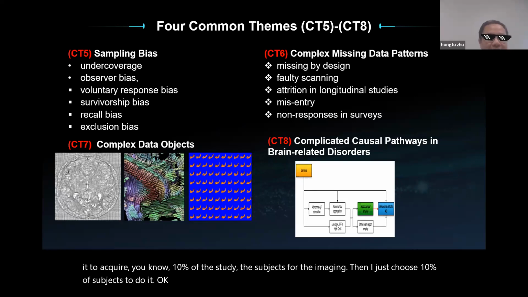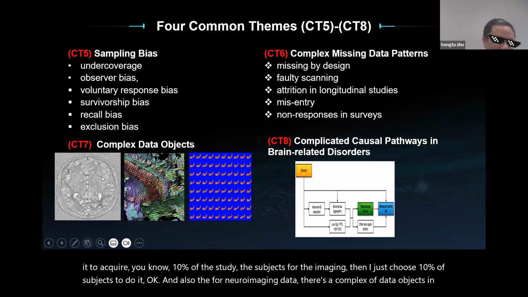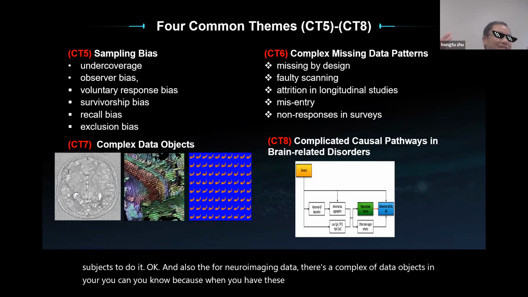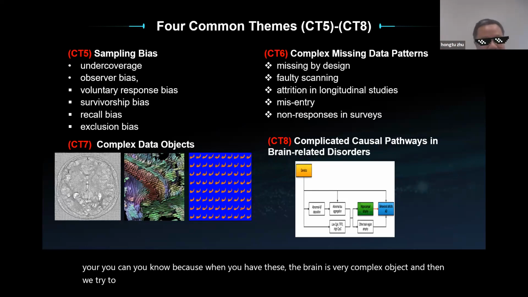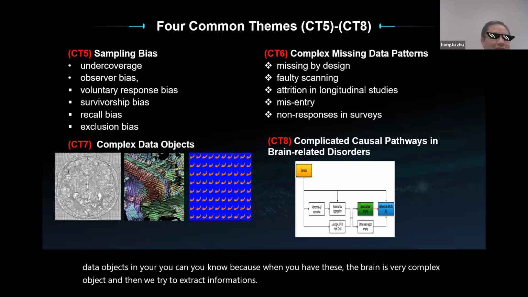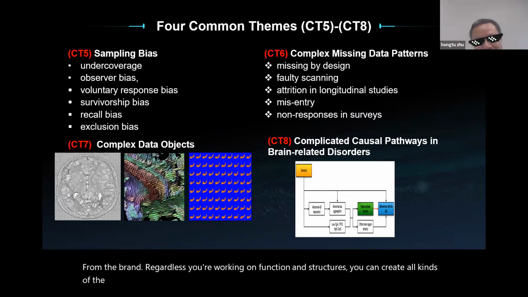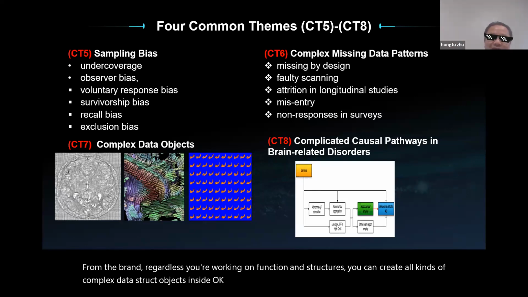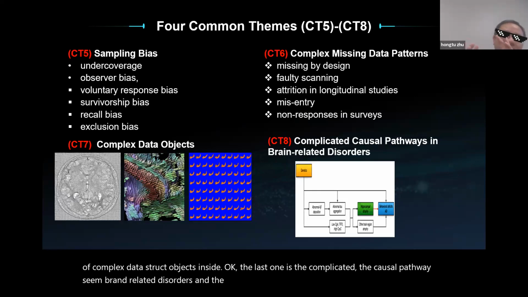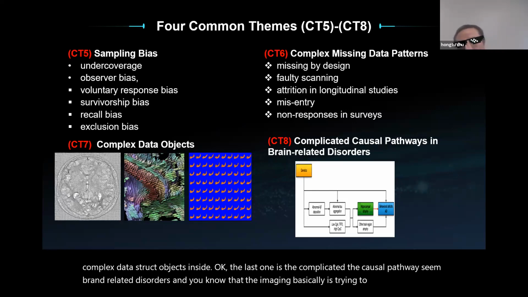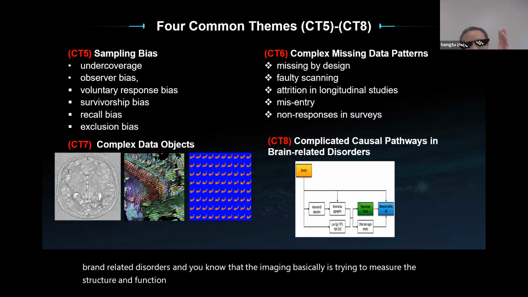Okay. And also for neuroimaging, there are complex data objects. The brain is a very complex object. When we try to extract information from the brain, regardless of whether you're working on function or structure, you can create all kinds of complex data objects. The last one is the complicated causal pathways in brain-related disorders. Imaging is basically trying to measure the structure and the function of a particular organ, like the brain.